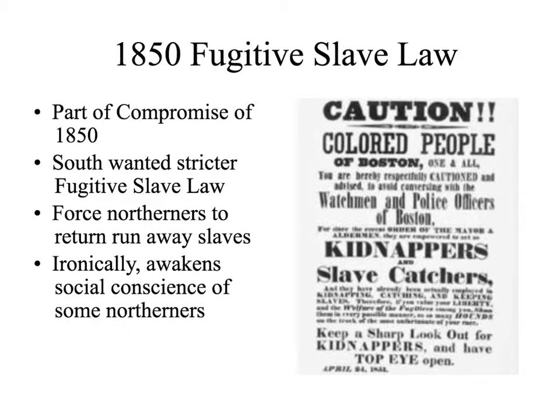Another thing that's really important, obviously, is the 1850 Fugitive Slave Law. It was part of the Compromise of 1850. The South wanted a stricter fugitive slave law. The idea was to force Northerners to return runaway slaves. However, the book Uncle Tom's Cabin, written 2 years after, began to be read, and people realized the consequence of sending people back. Many people in the North began to not follow the fugitive slave law, because their social conscience was awakened by Uncle Tom's Cabin and other things that were happening too.